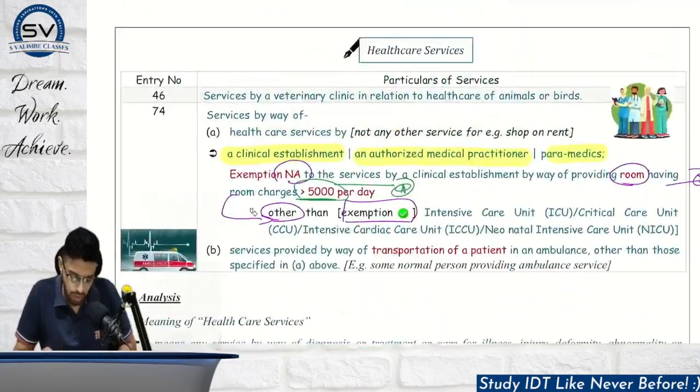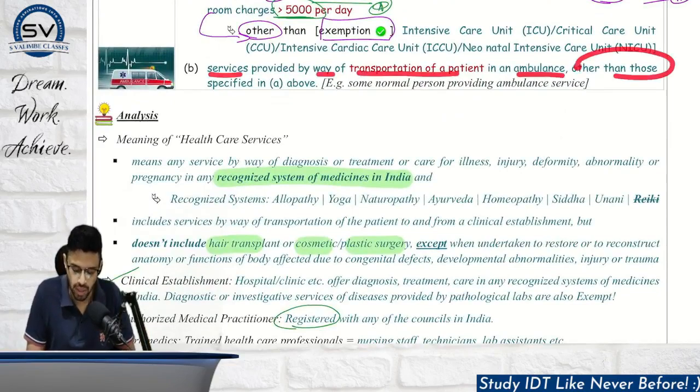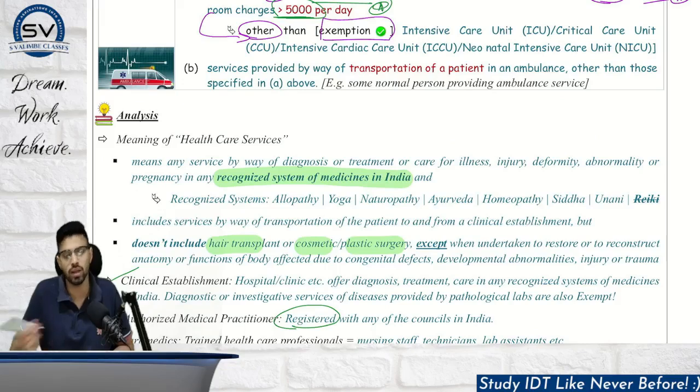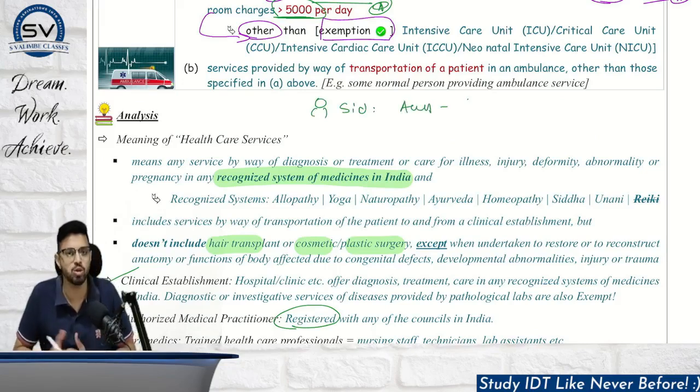With respect to entry number 74, one last point is left. Let's first cover that. Services provided by way of transportation of patient in an ambulance other than those specified above. What do you mean by other than those? Basically, let's say I am a normal citizen. I am providing ambulance service for which I charge an amount. Here also I will enjoy the exemption.